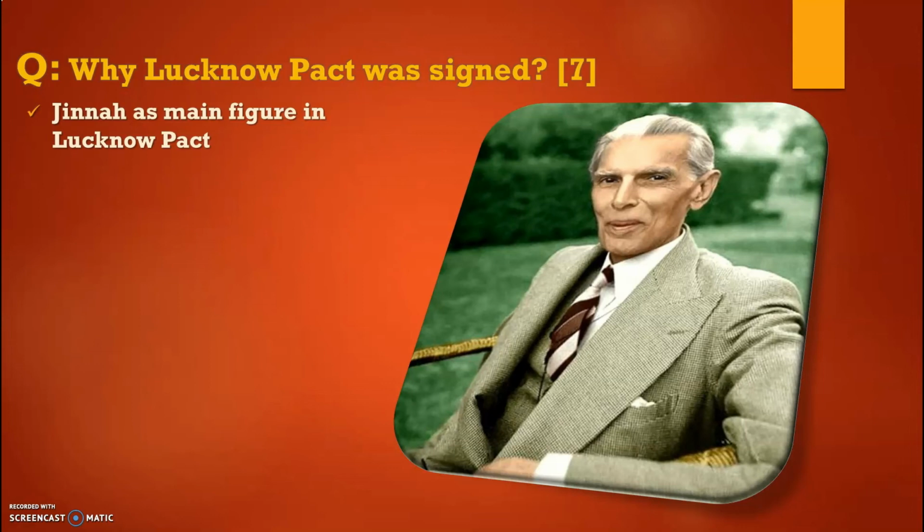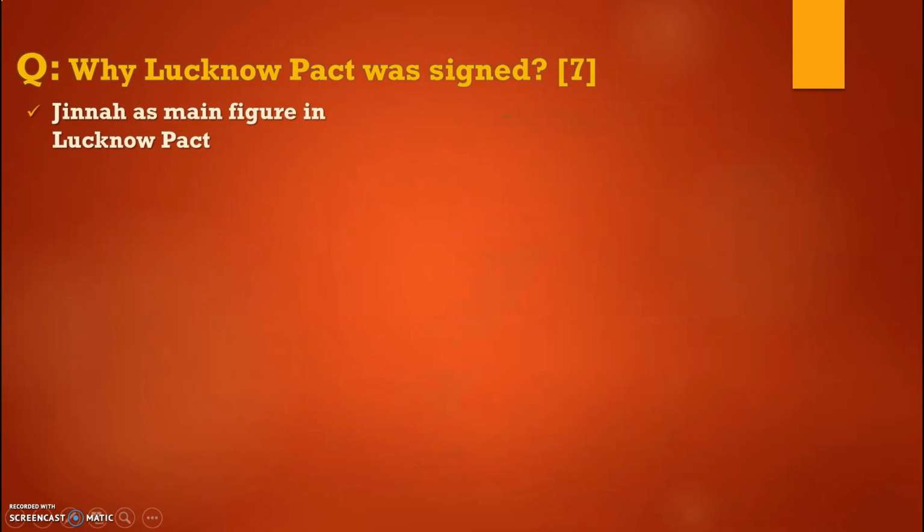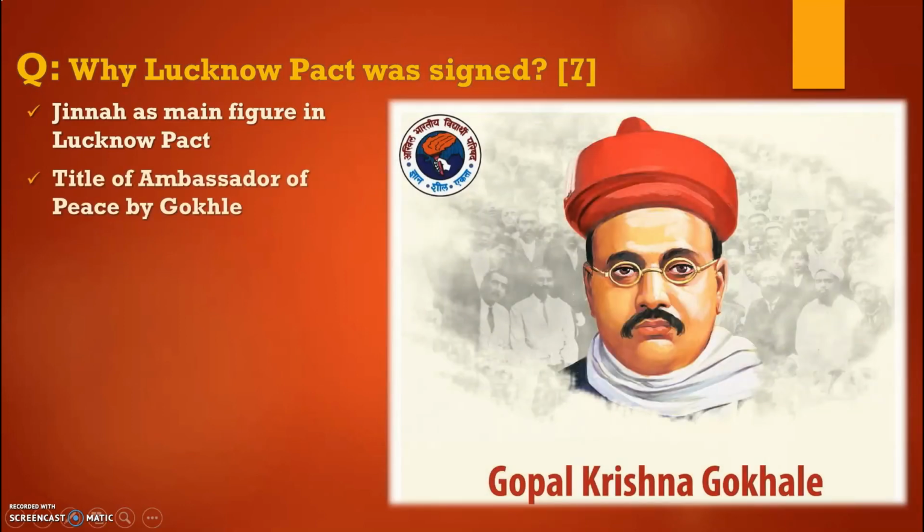So we need to start up with the first content, that Jinnah was a major person or the main figurehead in signing up of this Lucknow Pact in 1916. Uske baad, another thing that you need to write over here, just because that his contribution was there and he was the one who was basically in the favor of the Hindu-Muslim unity, and he brought these two communities closer to each other. So he was being given the title of Ambassador of Peace by Gopal Krishna Gokhale. It was mainly because of the efforts of Jinnah that this pact was signed.